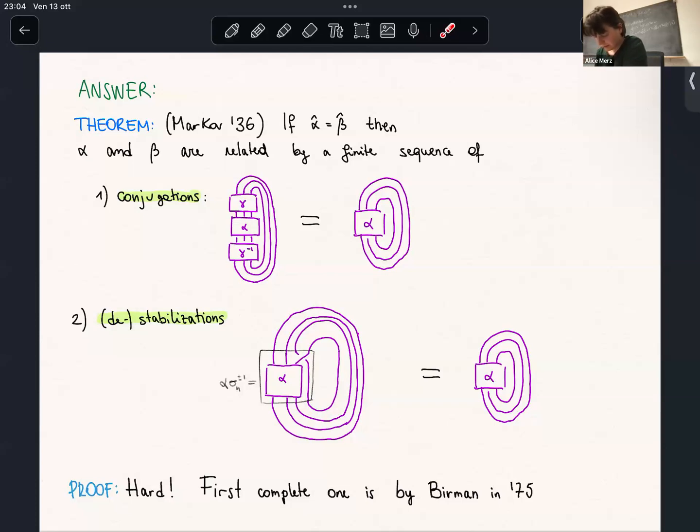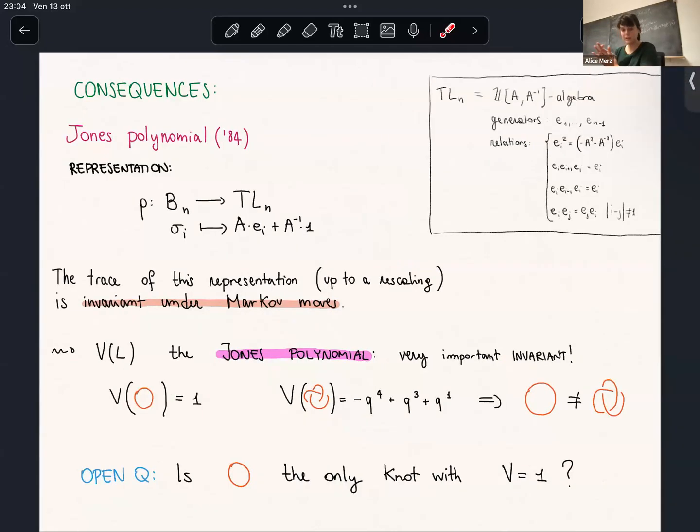Okay, so this is a very nice theorem per se, but it also has a very nice consequence that is due to Jones in 1984. It's the Jones polynomial. It's an invariant of knots and links. So where does it come from?